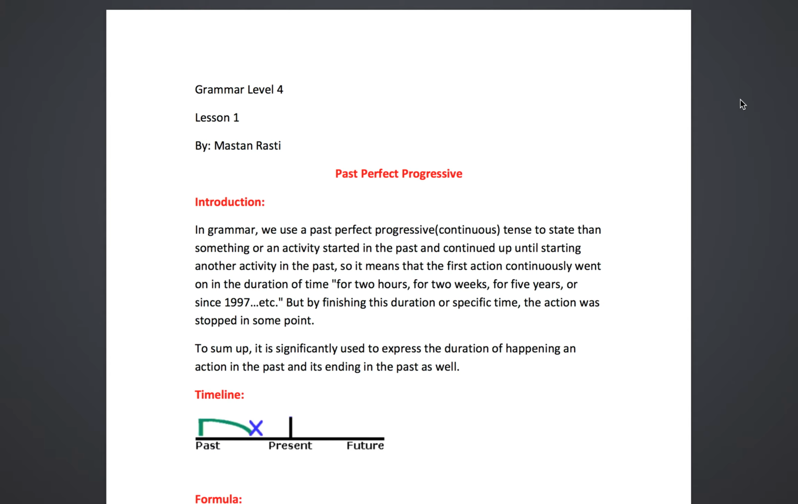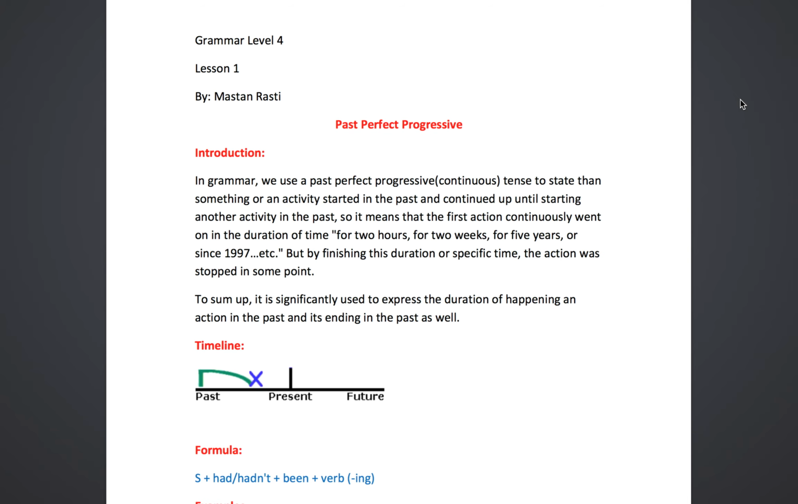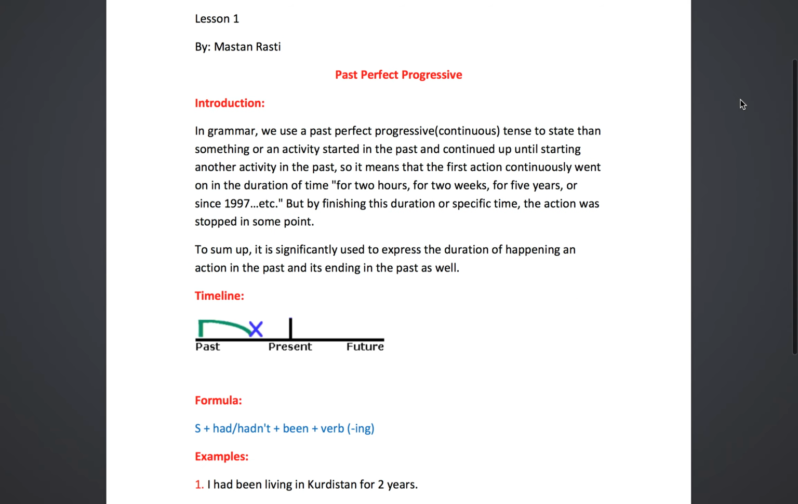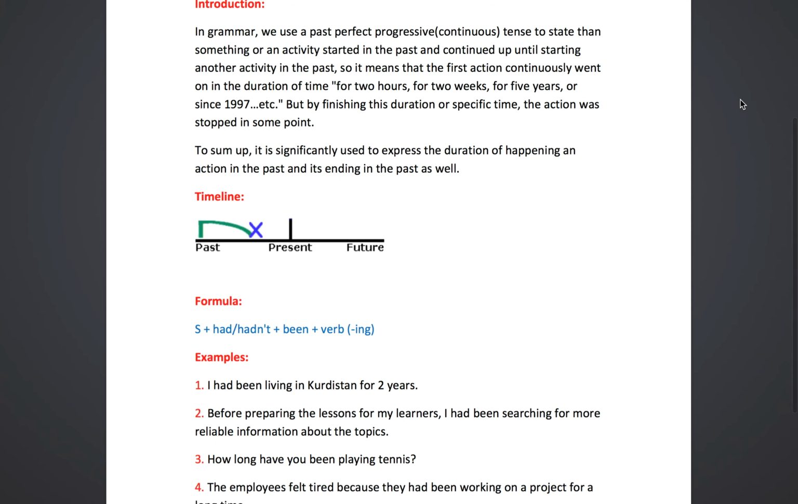What's past perfect progressive? Here's the introduction that you can read, and I'm going to teach you. In grammar, we use past perfect progressive, or you can call it continuous tense, to state the action that started in the past and continued up until some time in the past, until the next or other action happened that became the cause to stop the first action. If it's not clear, look at the timeline.